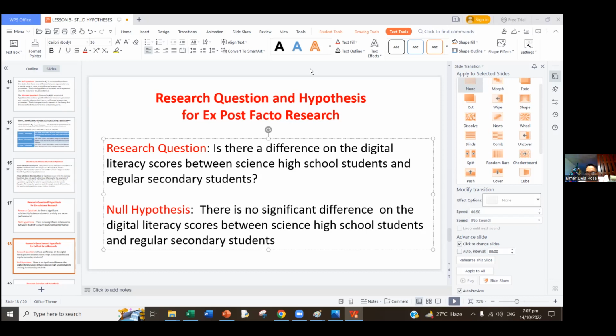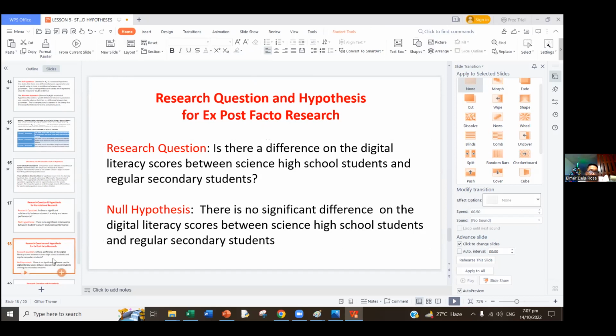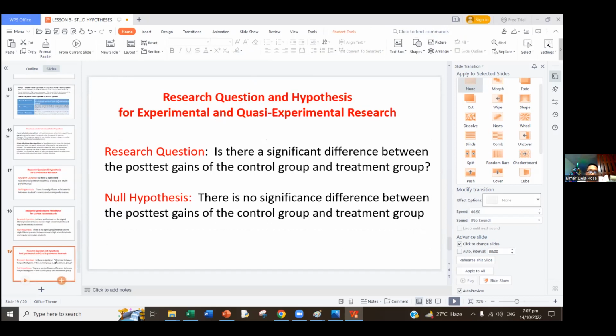Parang minsan parang common sense naman binabalik-baliktad lang. Ganun talaga yon. Babaliktarin mo kasi nga null yung isa. So pagka ni-reject mo, ang sagot yung kanyang alternate, yung kanyang kabaliktaran. Okay? And lastly, how do we state this one for quasi and true experimental research?